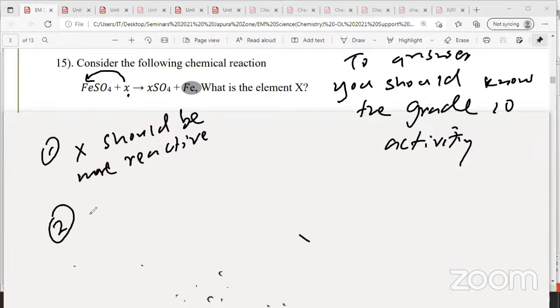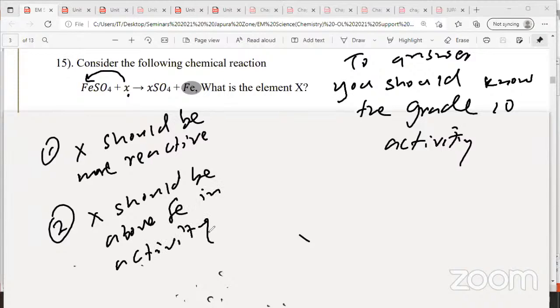Second, X should be above iron in the activity series. That's why I told you that you should know the activity series. You have to find the metal which is above iron in the activity series. Please copy this down. Logically, how do you get the answer? Otherwise, I can just mark the answer and tell you. But you should know how this answer comes. Then only your thinking ability is improving. Problem solving skill and analytical skills are improving. Synthesis, analysis, evaluation, problem solving, not just recalling the previous memory.